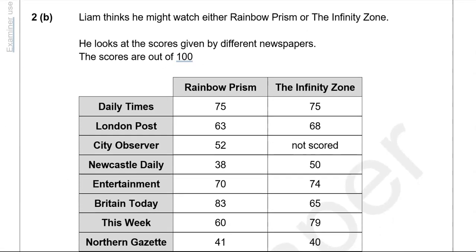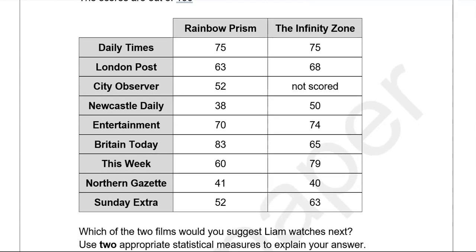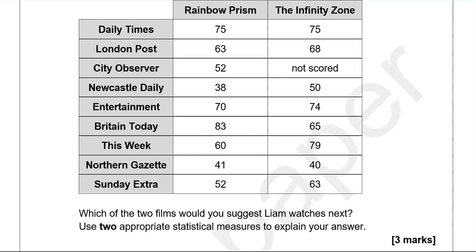Liam thinks he might watch either Rainbow Prism or The Infinity Zone. He looks at the scores given by different newspapers. The scores are out of 100. Which of the two films would you suggest Liam watches next? Use 2 appropriate statistical measures to explain your answer.